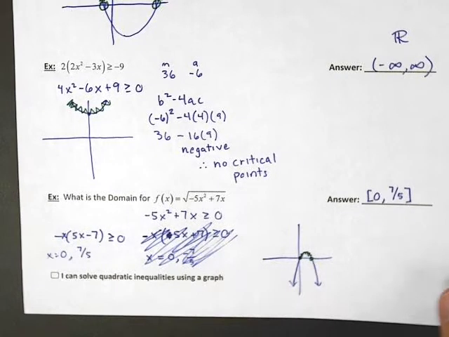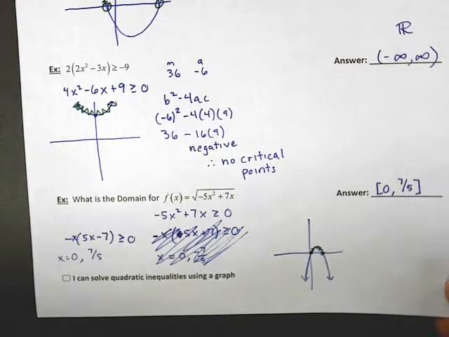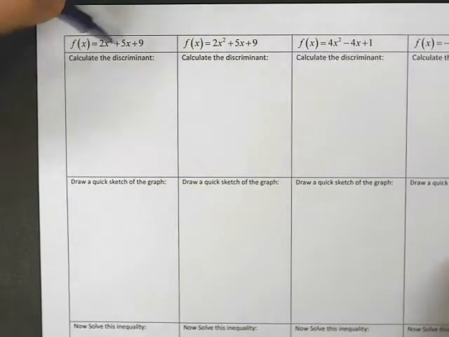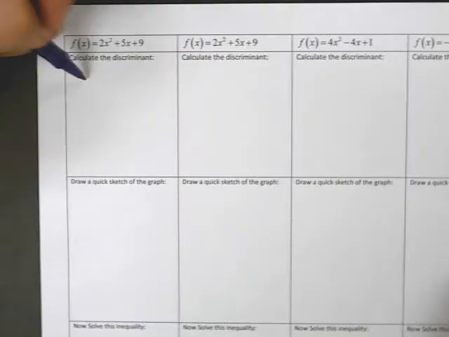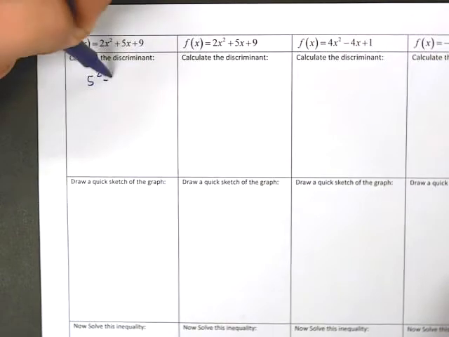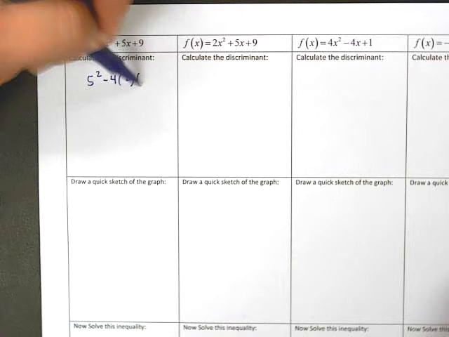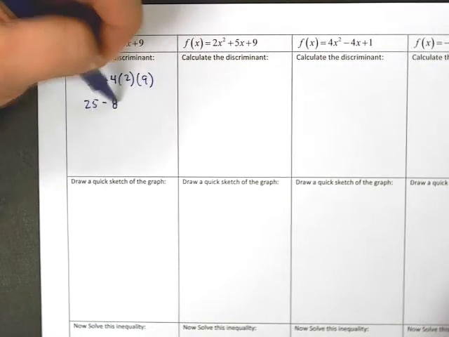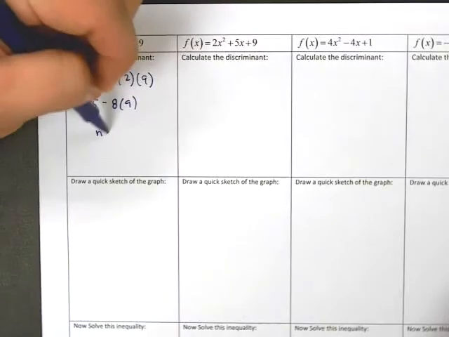Okay, so last thing we're going to do, we're going to go over a little bit of testing of discriminants just so you guys can kind of see what's going on with some of these other examples. All right? So first thing we're going to do here, we're going to calculate some discriminants. So b squared minus 4ac. So 5 squared minus 4 times 2 times 9. 25 minus 8 times 9. Okay, I already know this is negative.